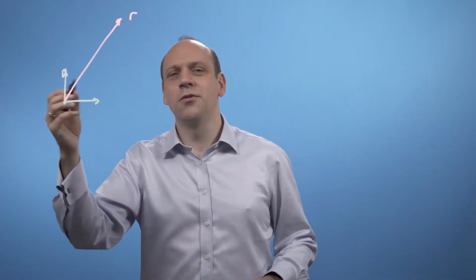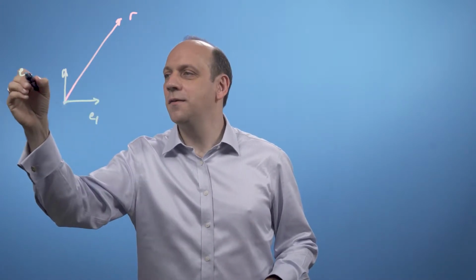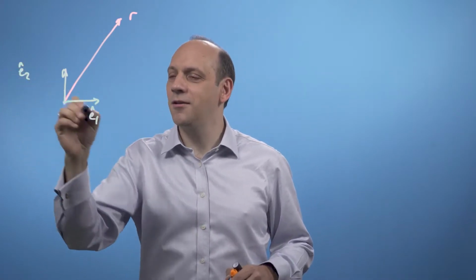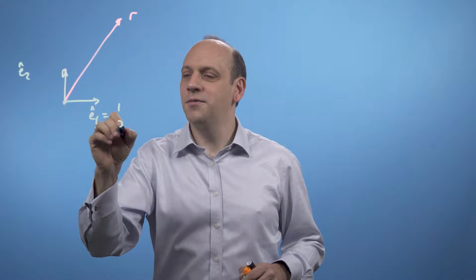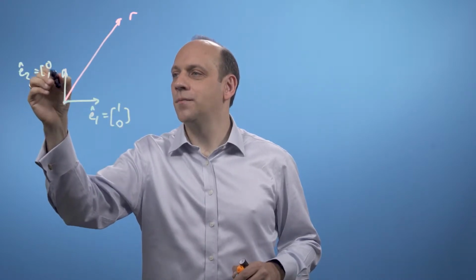I'm going to give them names. We called them i and j before. I'm going to give them names E1 and E2. I'm going to define them to be of unit length, so I'm going to give them a little hat, meaning they're of unit length. And I'm going to define them to be the vectors (1, 0) and (0, 1).